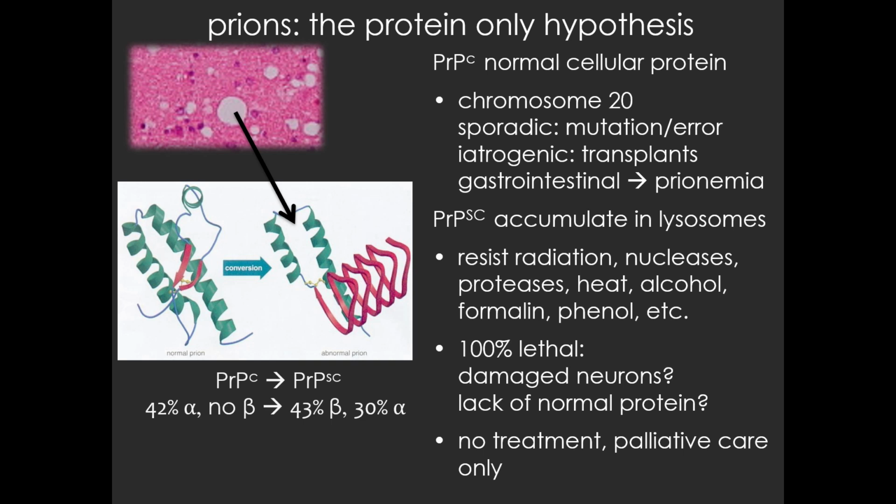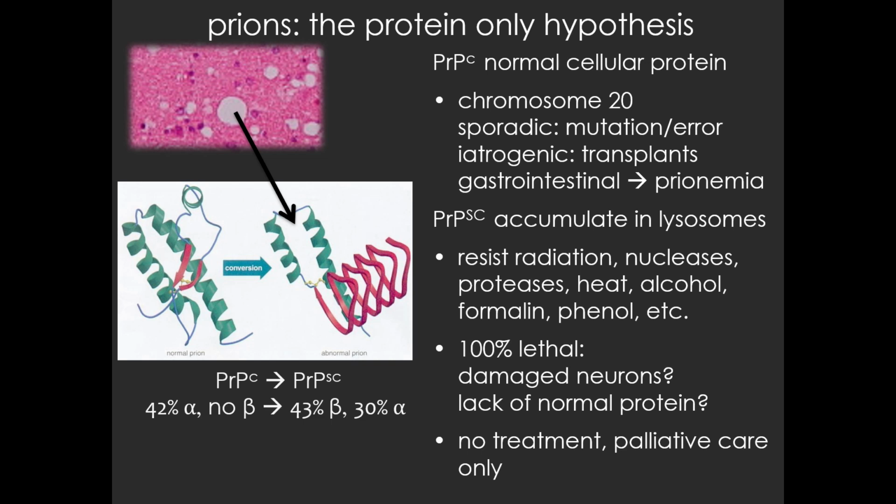So as the cell is trying to do the work of taking all of these prion protein scrapie forms and shove them into the lysosomes, the lysosomes just get bigger and bigger and bigger until they crowd out and kill the cells. And it's really not known whether it's the crowding and the damage to the neurons which kills you, because this is absolutely a lethal disease, or is it that you just end up with a lack of the normal cellular protein?